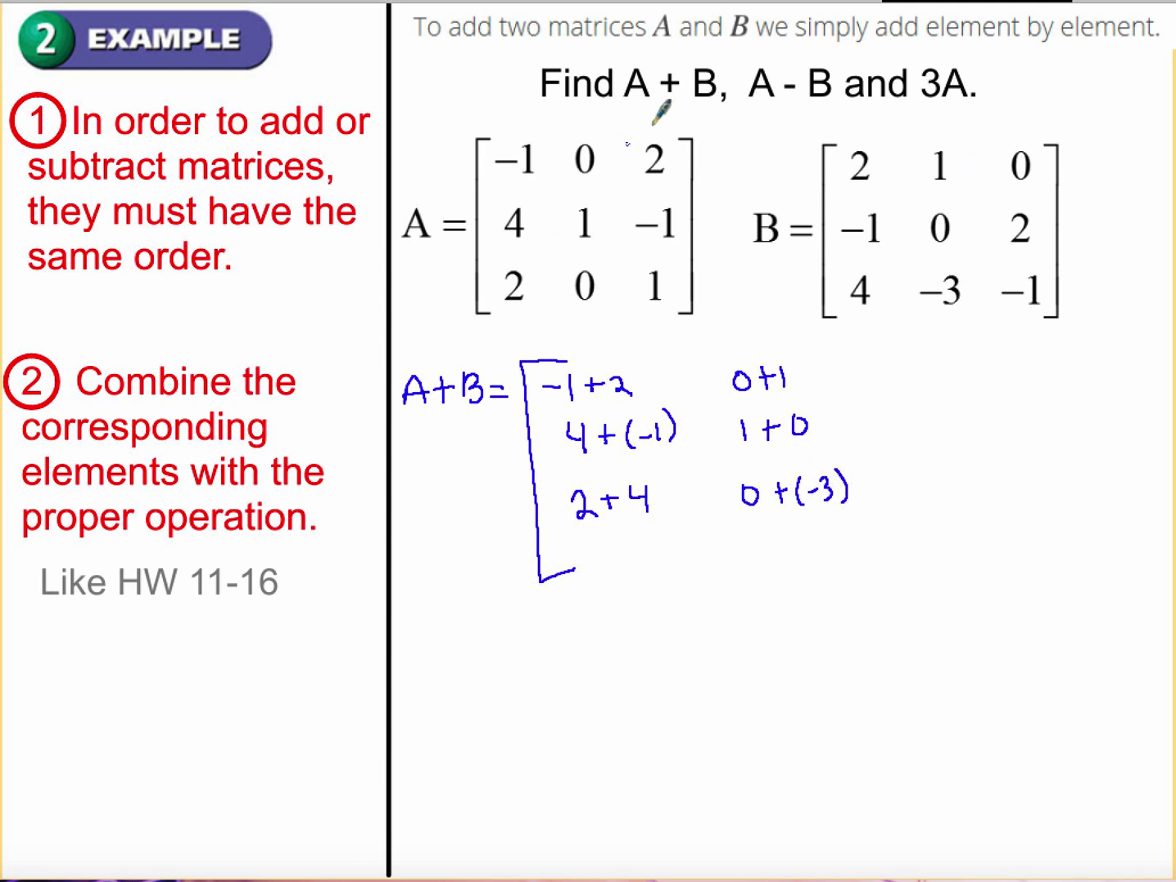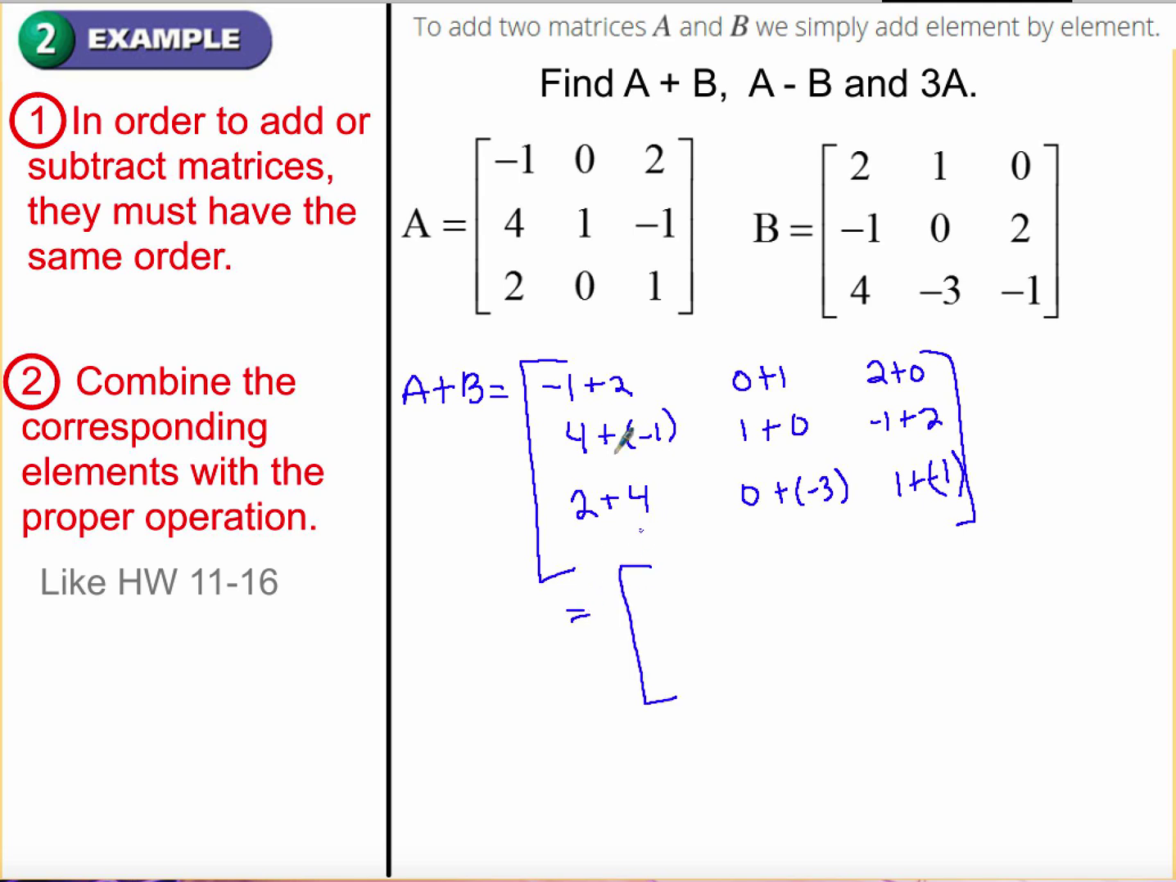And now we can combine together our third column. So that is going to be 2 plus 0. -1 plus 2. And 1 plus -1. And we'll go ahead and get our final answer here.